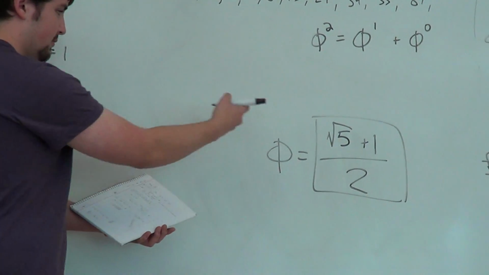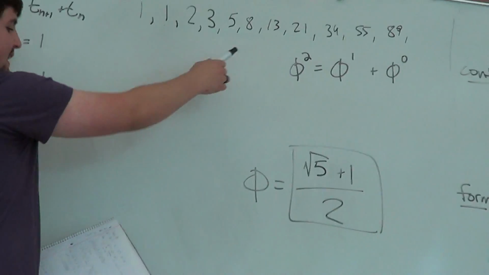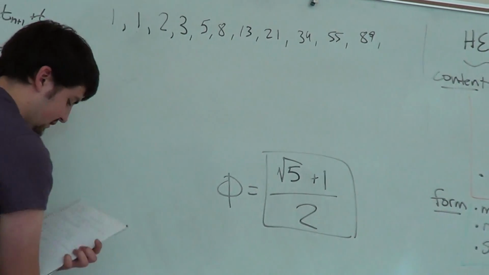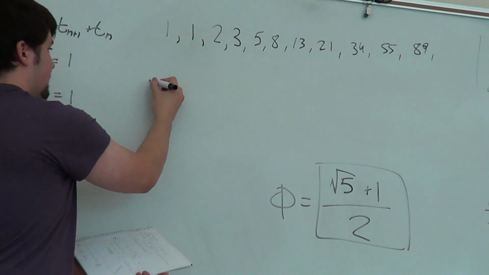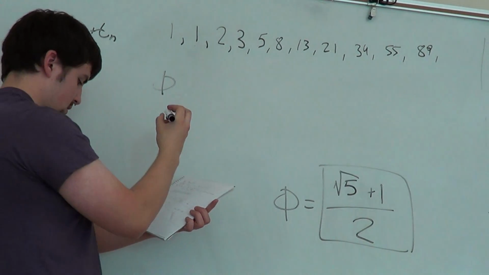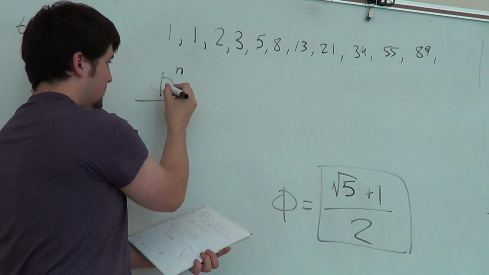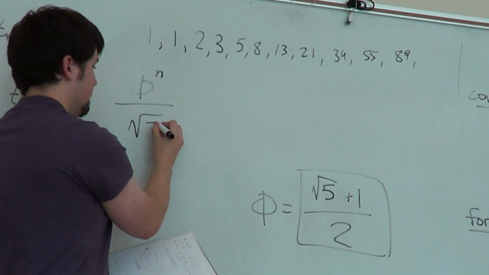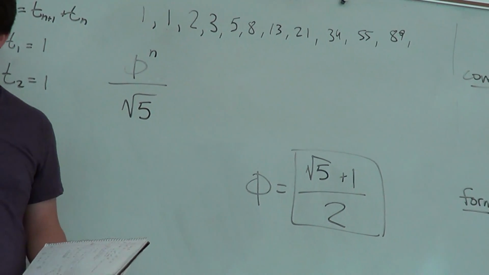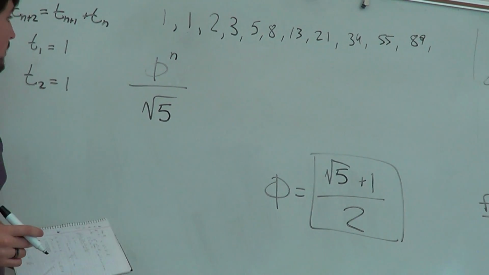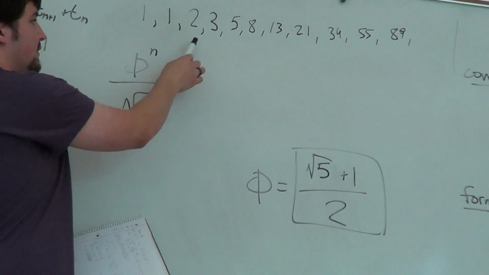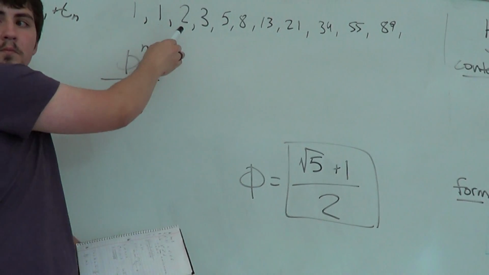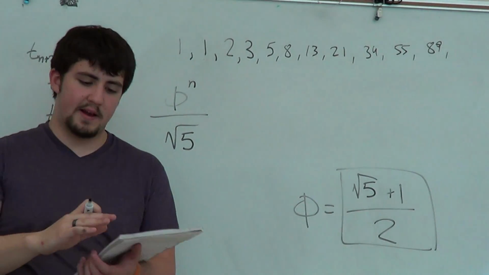Speaking of rad 5, you can find the nth term of the Fibonacci sequence by taking the nth power of phi and dividing it by rad 5. So if you raise phi to the third power and divide by rad 5, you're going to get 2. Well, roughly 2. I think you have to round a little bit.